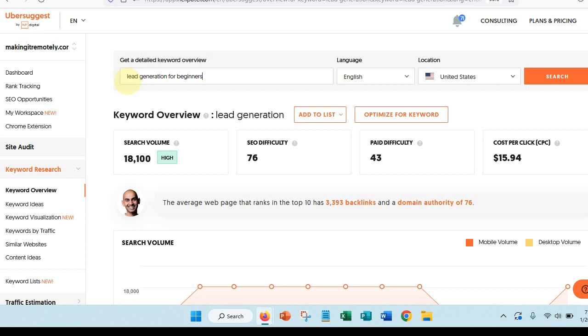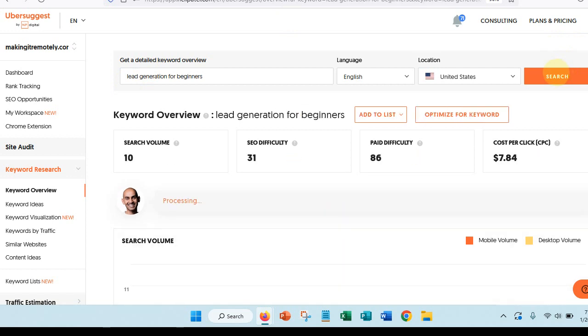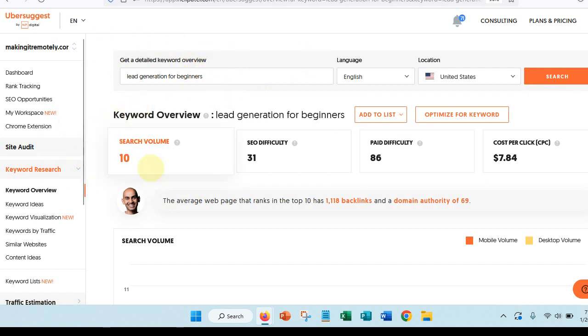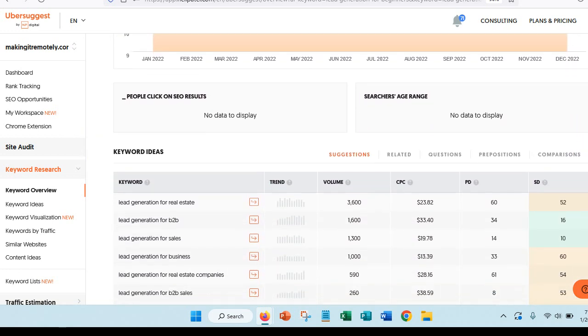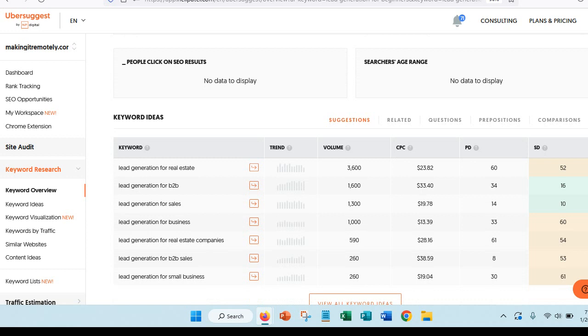We talked about the broad term, that big umbrella term that captures everything. And then we want to make sure that we're narrowing down our big umbrella term to something more definite, something more focused, so that we can zero in on a particular audience. Now, when we go to lead generation for beginners, the search volume goes way down to 10. So that might not be a term that we want to look at.